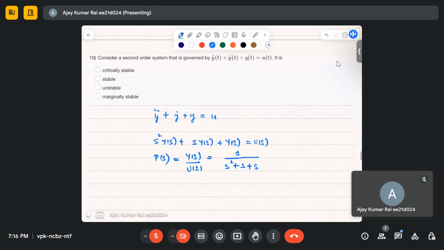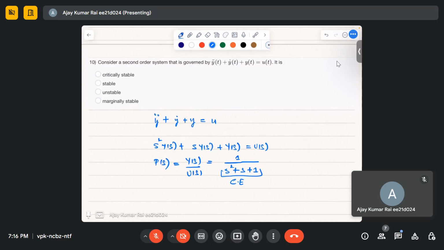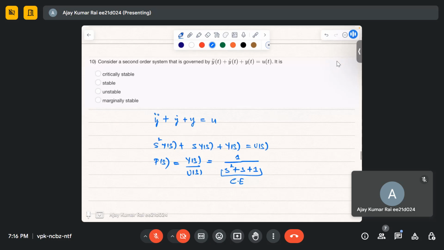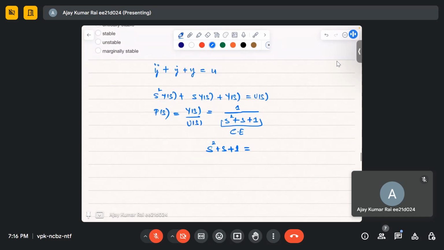So just by finding the roots we can find out. This is s square plus s plus 1, the characteristic equation, right? Just by looking at this characteristic equation, you can find out whether the system is stable or not, because if all the roots of this characteristic equation, the poles of this transfer function, are lying on the left hand side of the complex plane, we say the system is stable. So find the roots of this equation. The roots of this equation will be the poles, right?